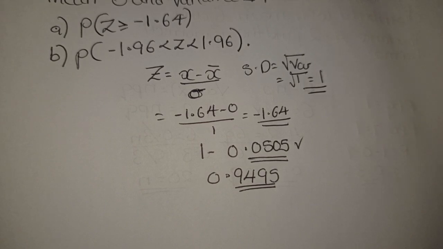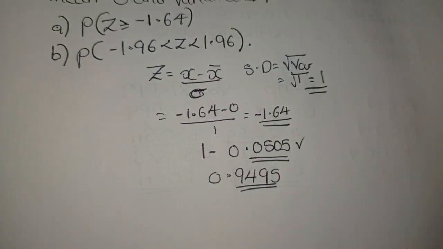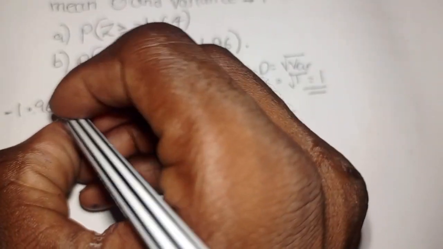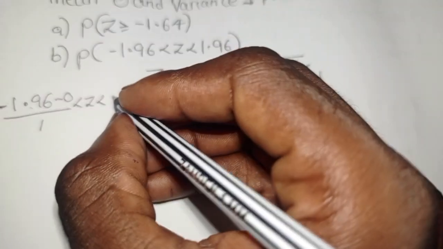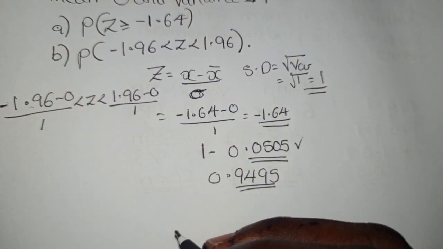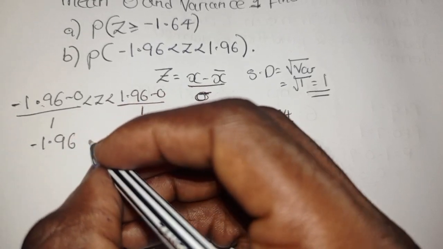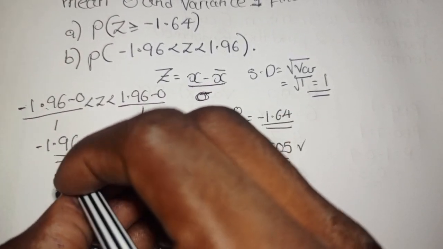Then the last question you have is to calculate the value of this. So you just repeat the process. We will have negative 1.96 minus 0 divided by 1, and you also say 1.96 minus 0 divided by 1. Remember, you will still get the same values, negative 1.96 and also here 1.96. So these are the values.